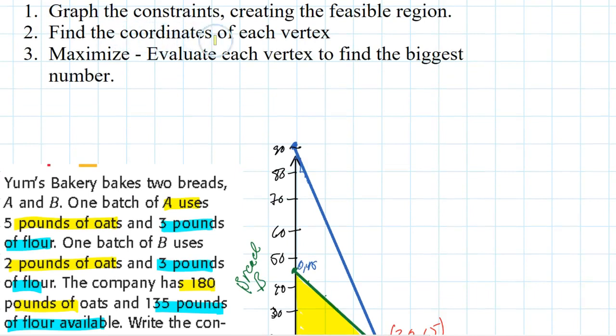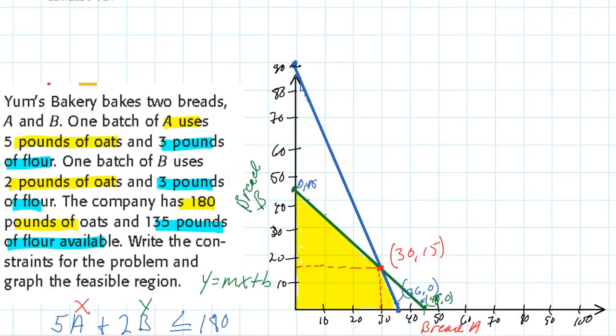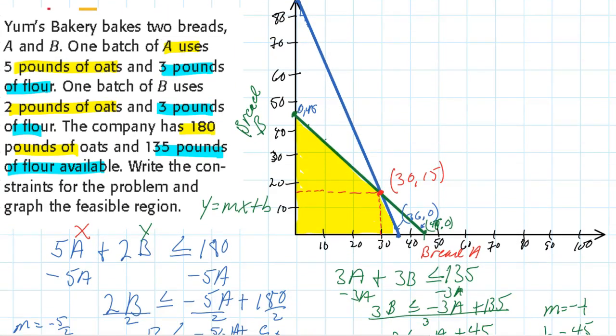Step number 2 is to find the coordinate of each vertex, which we did. We have 0, 45, 30, 15, 36, 0, and 45, 0 is outside our parameters, so we don't need that one. The three that we worry about are 0, 45, 30, 15, and 36, 0. Really 0, 0 is an option, but if you never make any bread, you're not going to make any money.